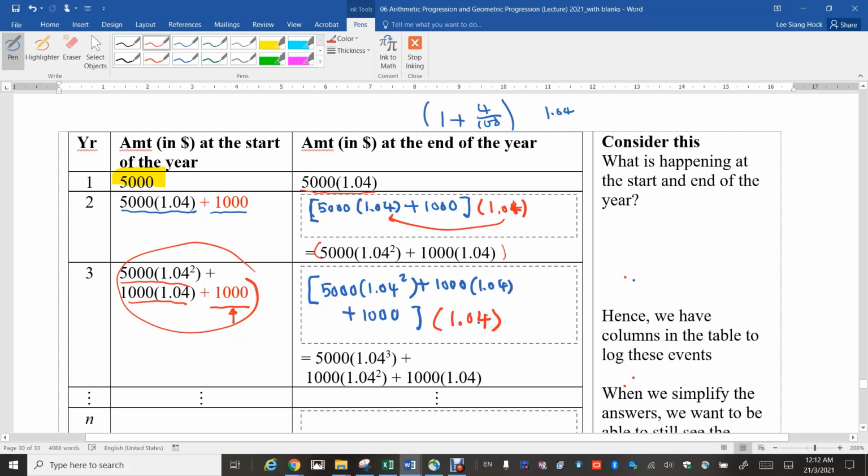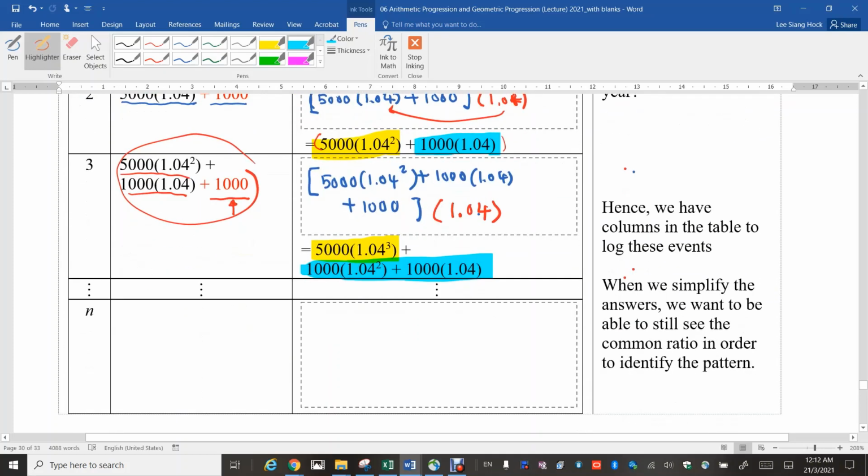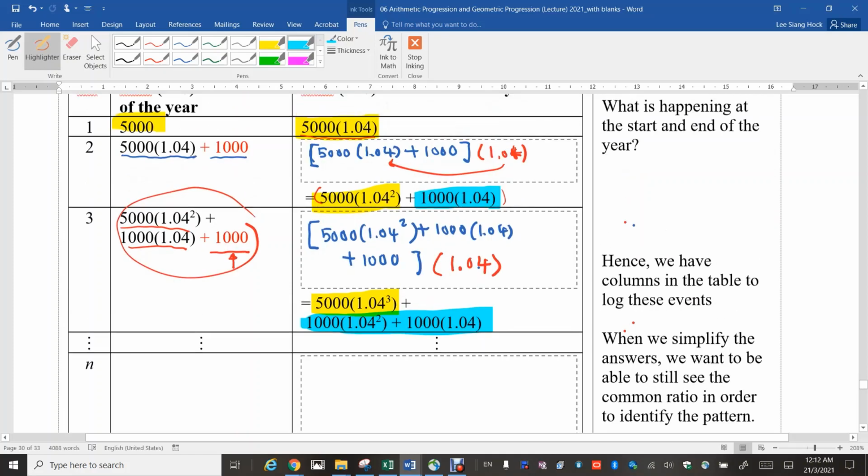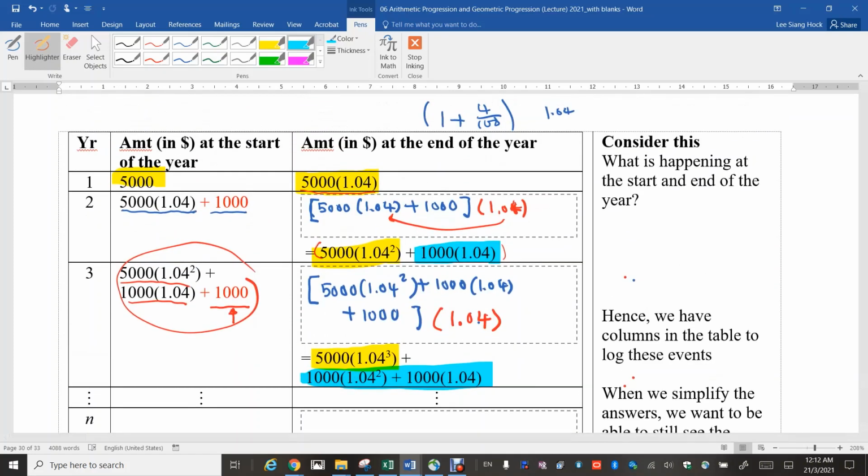So you can see that the sum is made out of 2 parts. One part is the 5,000 multiplied by something, and then you have another part which is a series, which is 1,000 times 1.04, times 1.04 squared, and so on. So you can see that the sum is made out of 2 parts. So for the nth year, how do we generalize it?